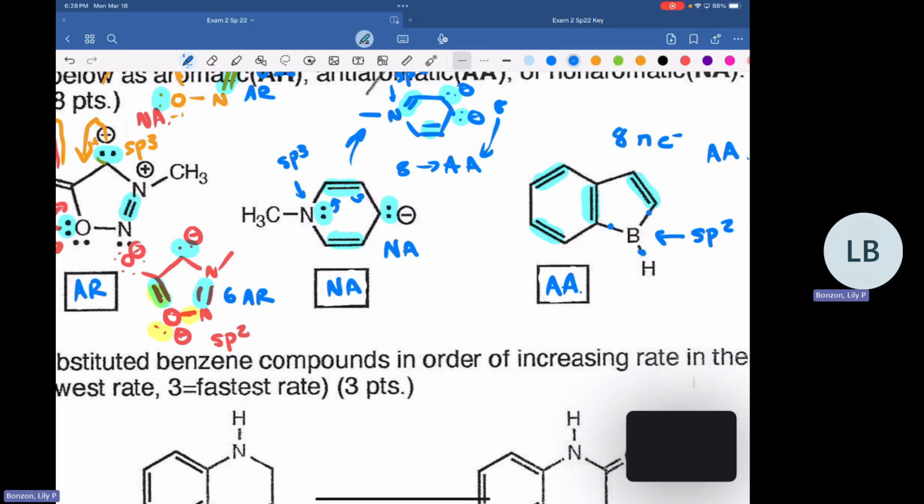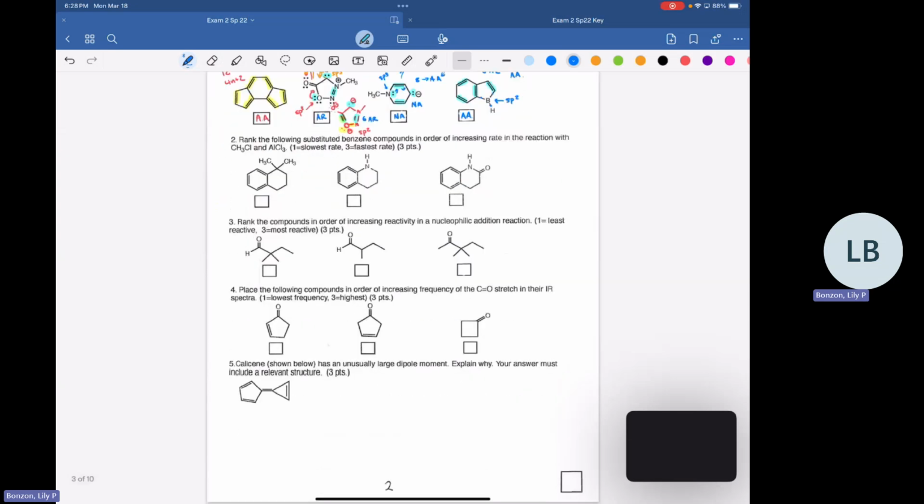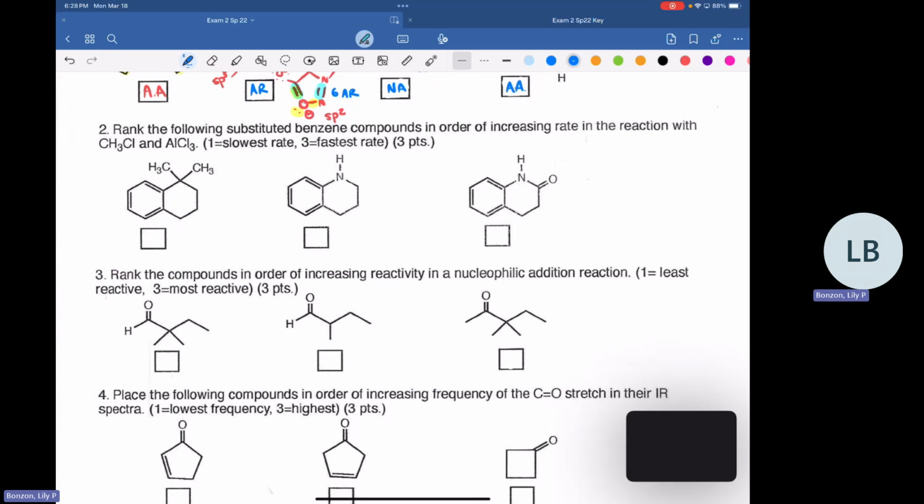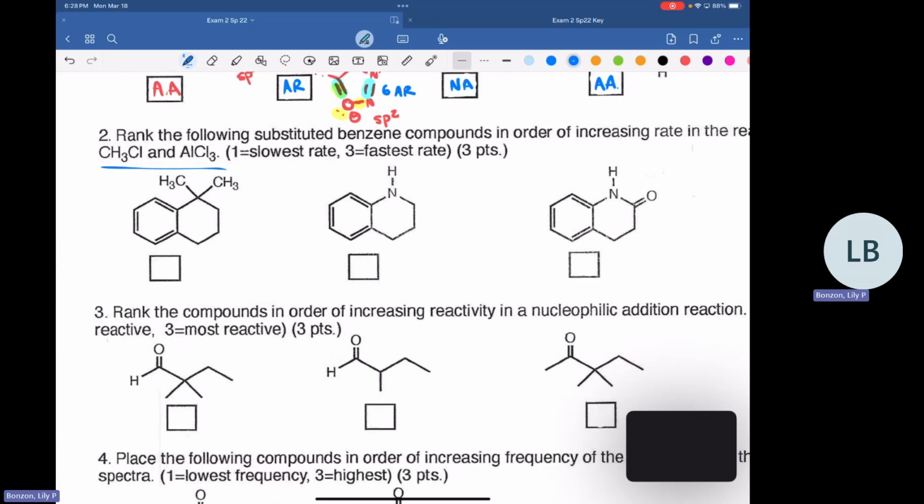Okay. Any more questions on aromaticity? All right. This is also a pretty common question that you might see. You have a rate reaction question for CH3Cl and AlCl3. So unfortunately, you will have to kind of know your reactions for the facts section too. But I always like to remember the AlCl3 as the catalyst, and that one's going to be either your Friedel-Crafts acylation or alkylation, depending on what this one is. But this one's going to be Friedel-Crafts.